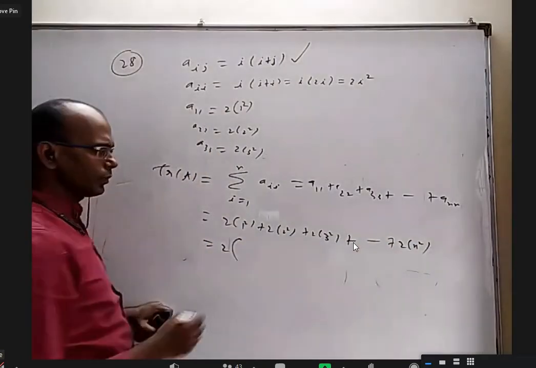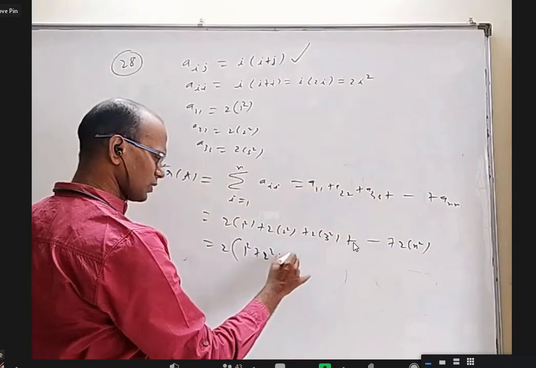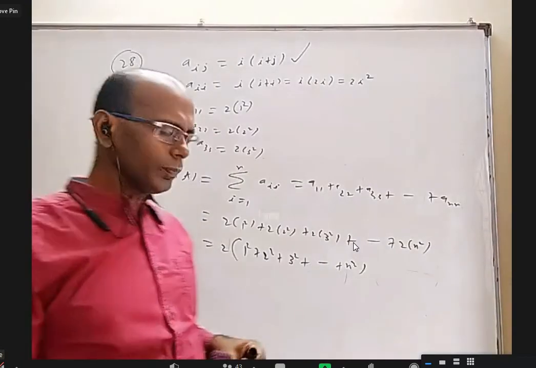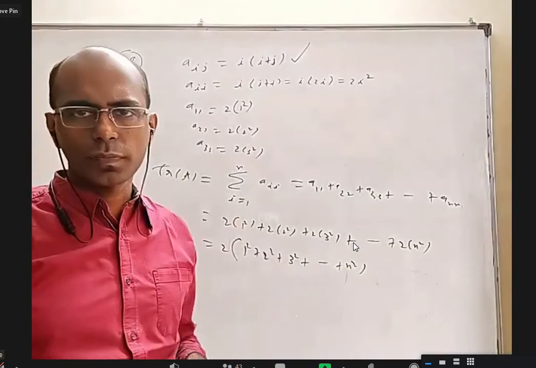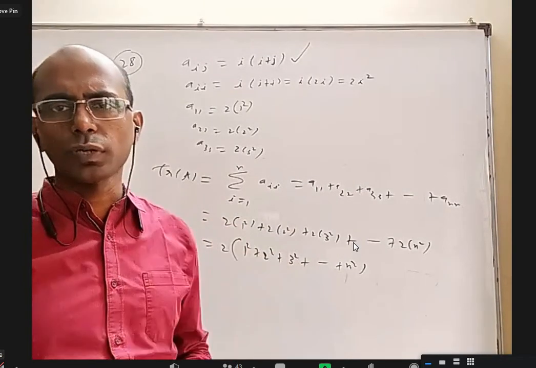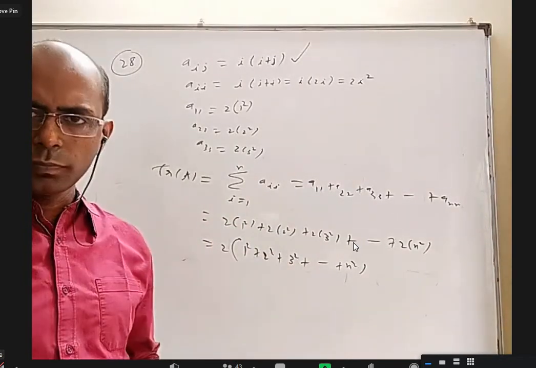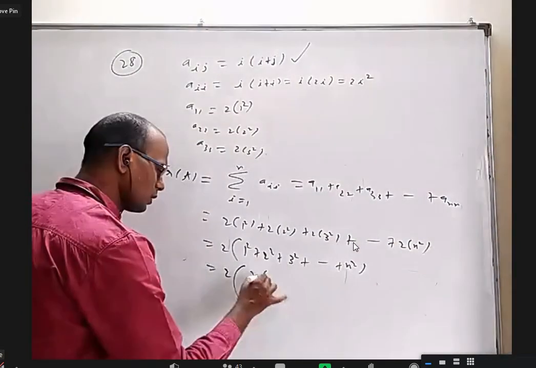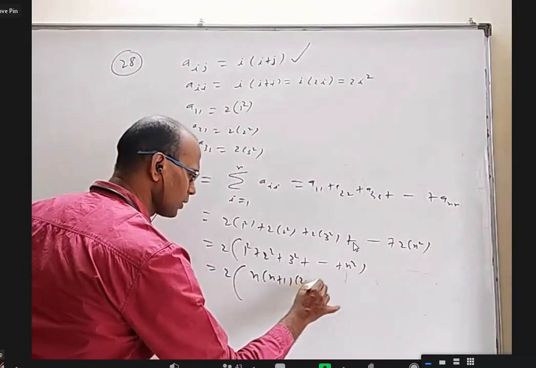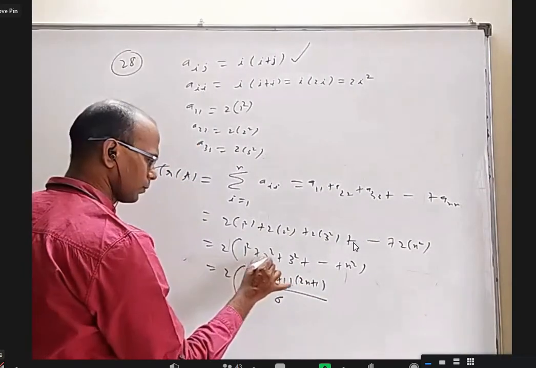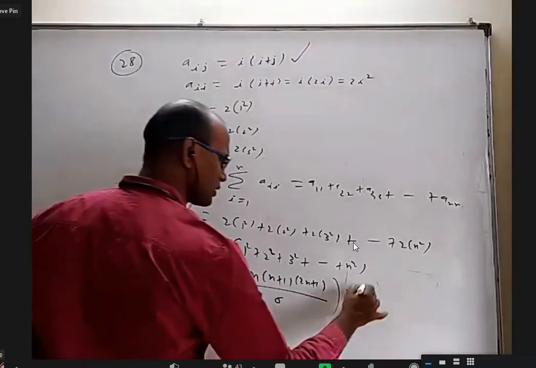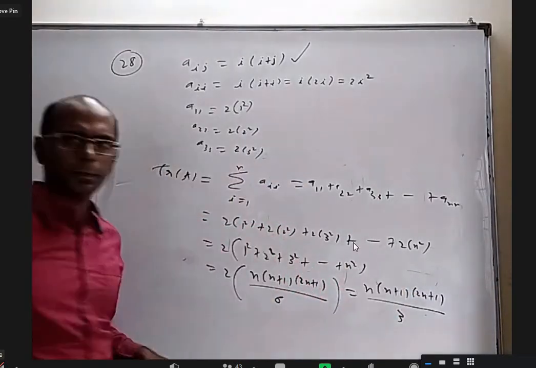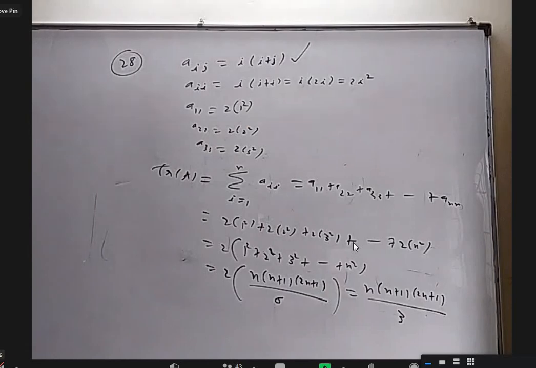Now if you take 2 common, it is 1 square plus 2 square plus 3 square, so on up to n square. It is just a formula that everybody should know. Sum of squares of the first n natural numbers is n into (n plus 1) into (2n plus 1) by 6. All of you know this formula? Yes, sir. Okay. So 2 into n into (n plus 1) into (2n plus 1) by 6. Okay, just divide by 3. I think the answer is left like this: n into (n plus 1) into (2n plus 1) by 3. Yes, sir.